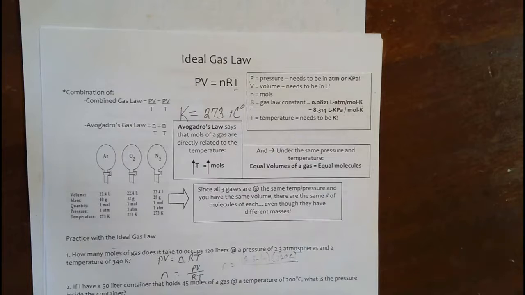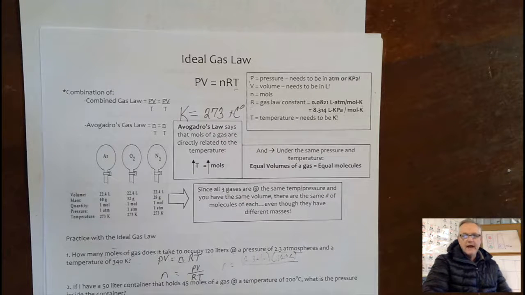In today's mini lecture, we are going to be looking at the ideal gas law. So the formula for the ideal gas law is PV equals nRT.